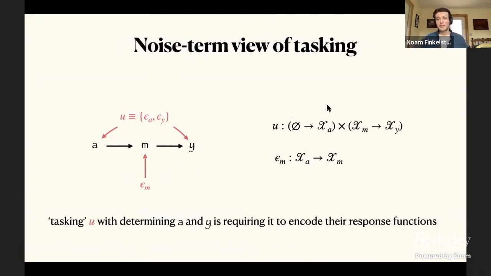So one way to think about tasking is making the assumption, and you can do this non-restrictively in the same way that Balke and Pearl did, that a common parent of two observed variables contains all of the noise relevant to determining each of those variables in response to their parents. In this case, if we say U is tasked with determining A and Y, all we're saying is that U contains epsilon A and epsilon Y and doesn't contain anything else. That means it has to take a value in this cross space of functions of parents of A to A and parents of Y to Y.